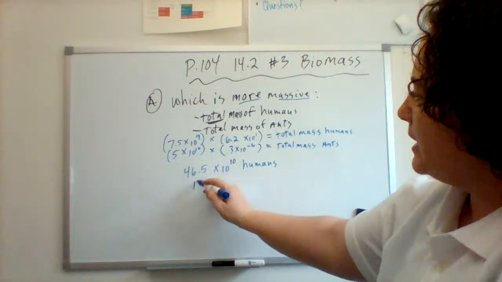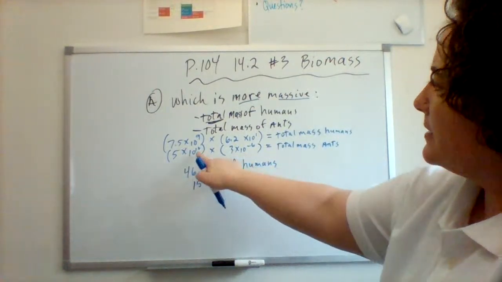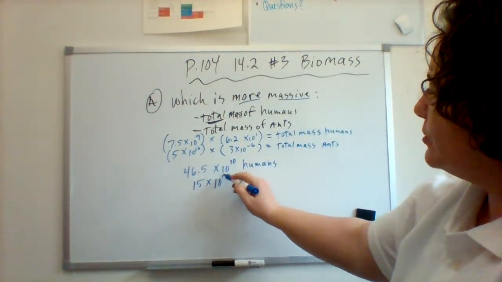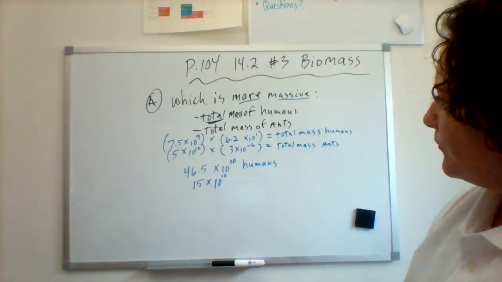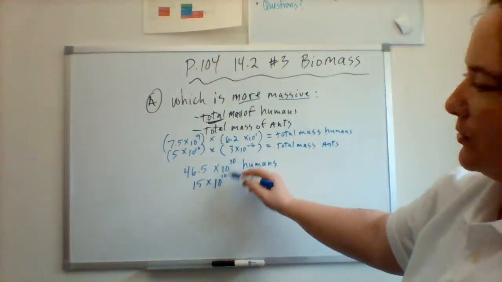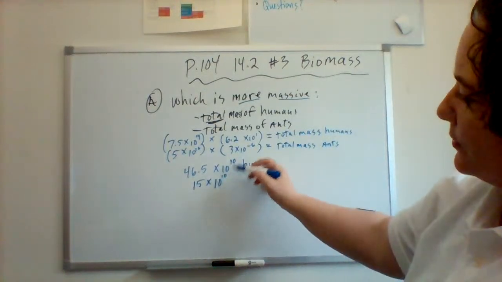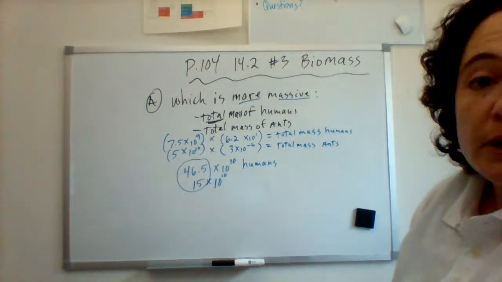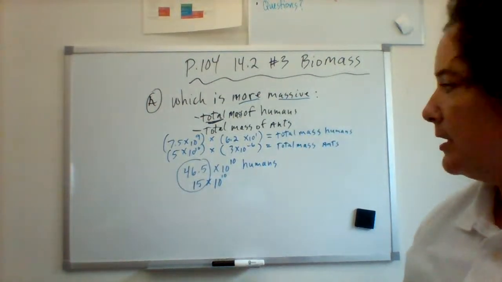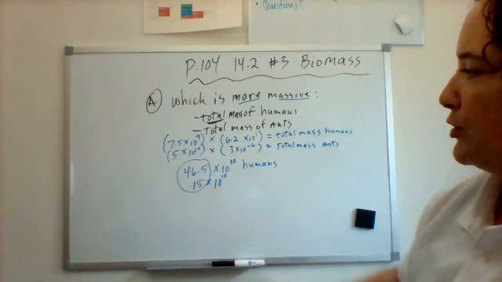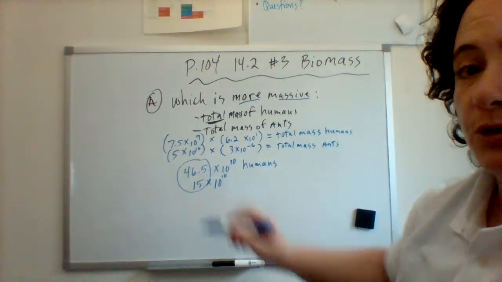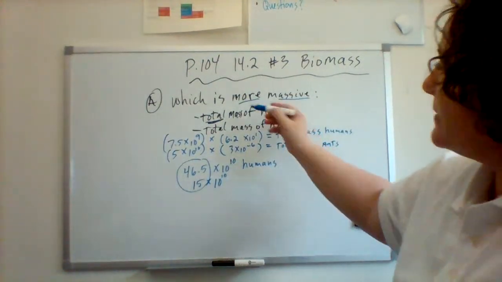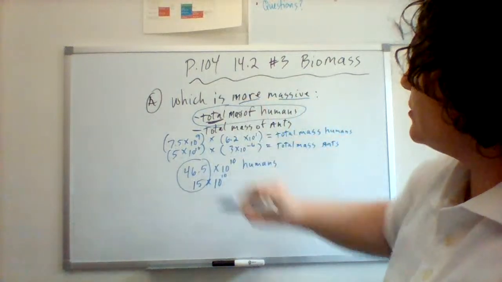And now let's do the ants. 5 times 3 is 15. Same base, 16 plus a negative 6. That would be times 10 to the 10. So very nicely for us, these are exactly the same. So we could focus and just compare here. Now, intuitively, you probably thought humans, right? And it turns out 46.5 is larger than 15. But don't you think that that's a lot closer than you might have thought? So which one is more massive? The total mass of the humans is more massive.